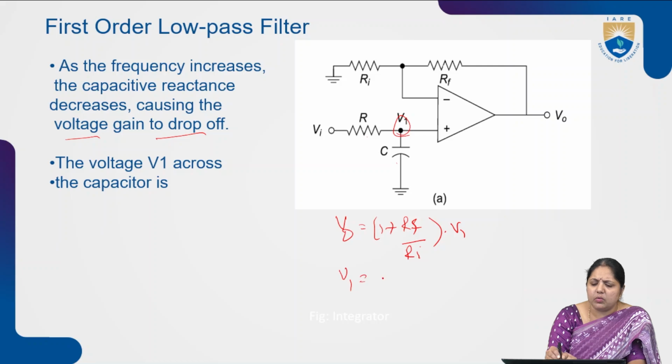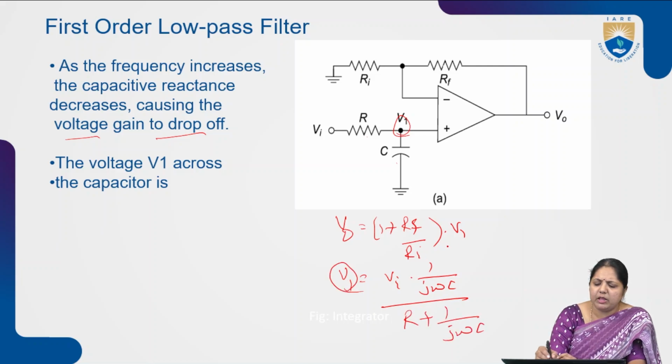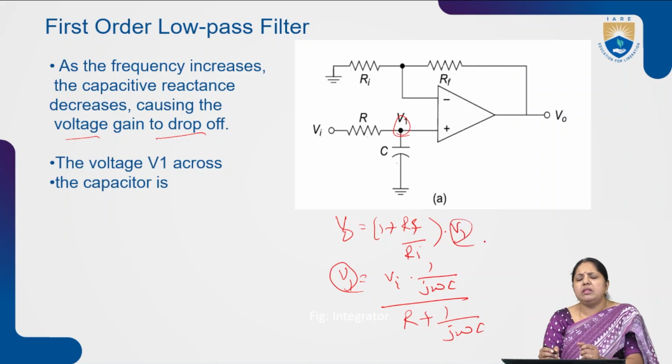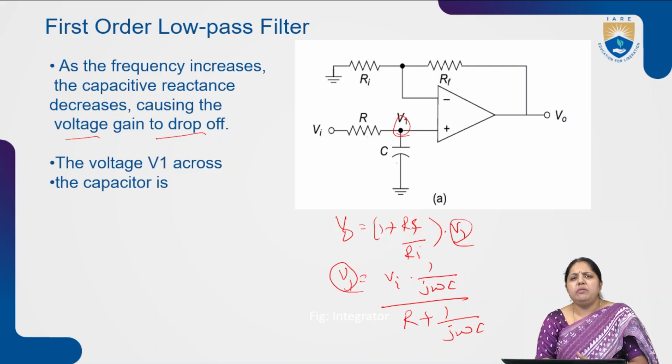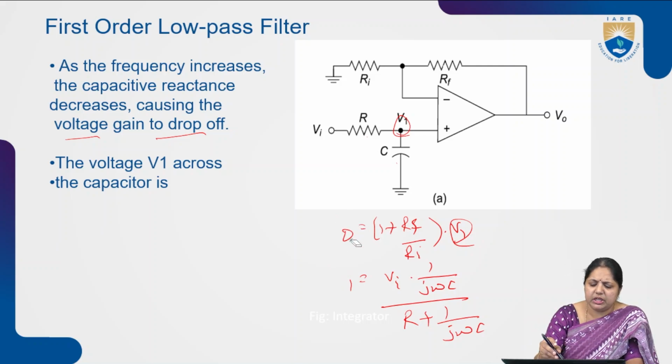So V1 equal to Vi into 1 by j omega C by R plus 1 by j omega C. Simply replace V1 by this equation and simplify it. Then we can find the output voltage at the higher frequencies. So now let us see the derivation part here.